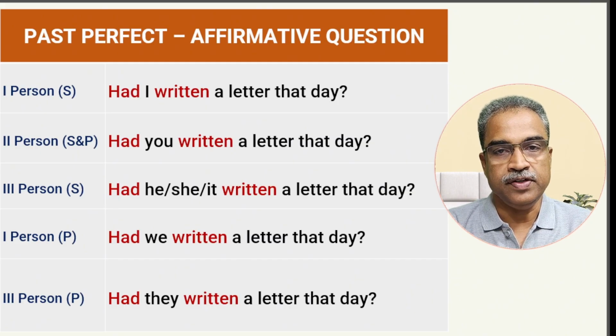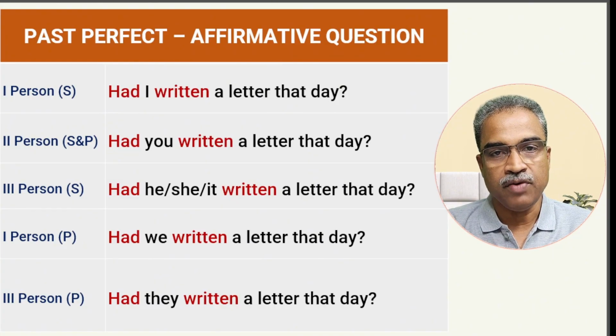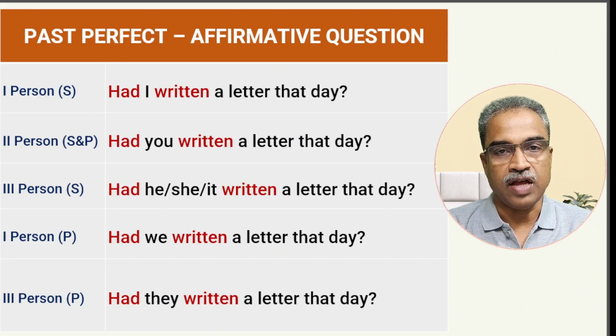If you take our first person singular I, you have the auxiliary verb had. So I had written was the statement. When we change this into a question, we will just reverse the order or put the auxiliary verb first and then the subject. So I had written changes to had I written? Had I written a letter that day?